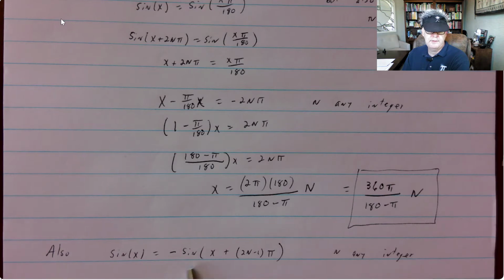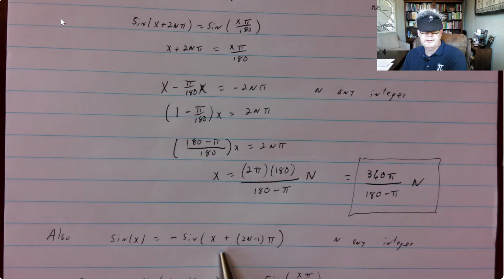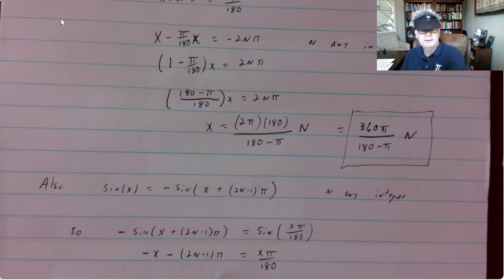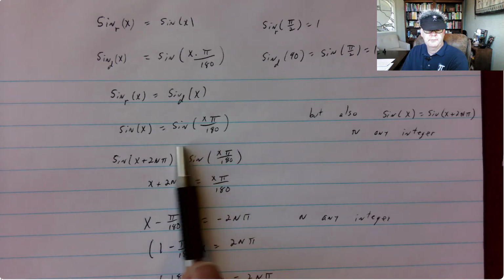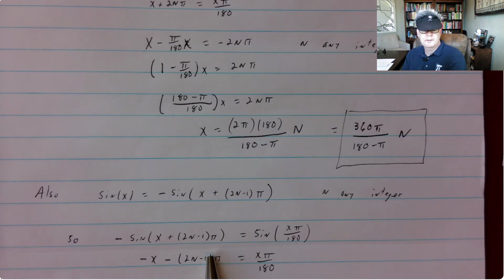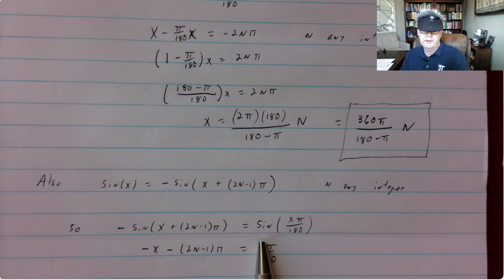So using this identity that sine x is the negative of sine of x plus an odd multiple of pi, I can put that back into here, replace this left-hand side, and so we want to solve this equal to sine of pi x over 180. Now sine is an odd function, so a negative can come into the argument, and so this will be the argument if I bring the negative into the argument.